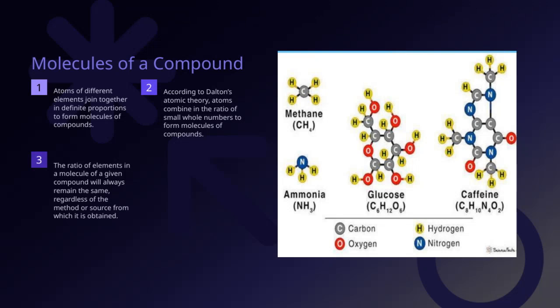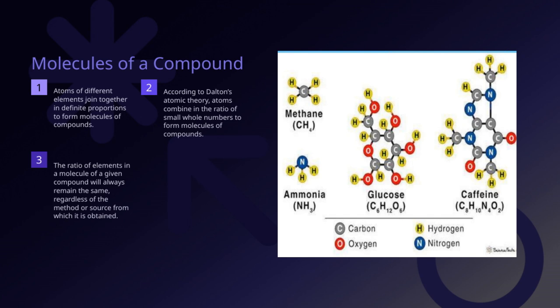According to Dalton's atomic theory, atoms combine in the ratio of small whole numbers to form molecules of compounds. This means that when elements come together to create a compound, they do so in simple, whole number ratios, which is a fundamental idea in understanding how chemical compounds are formed. The ratio of elements in a molecule of a given compound will always remain the same, regardless of the method or source from which it is obtained.